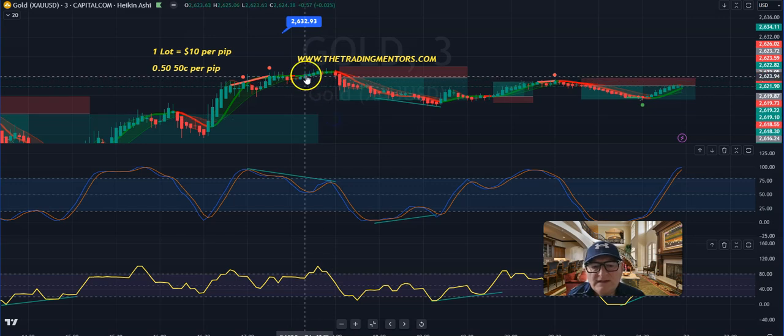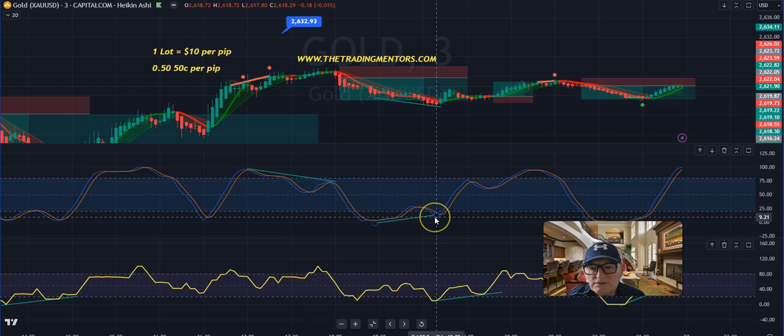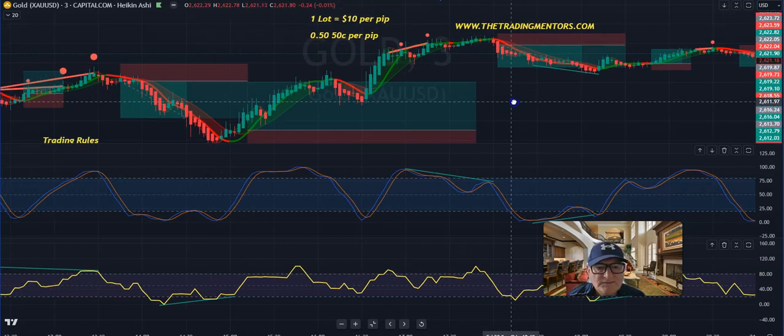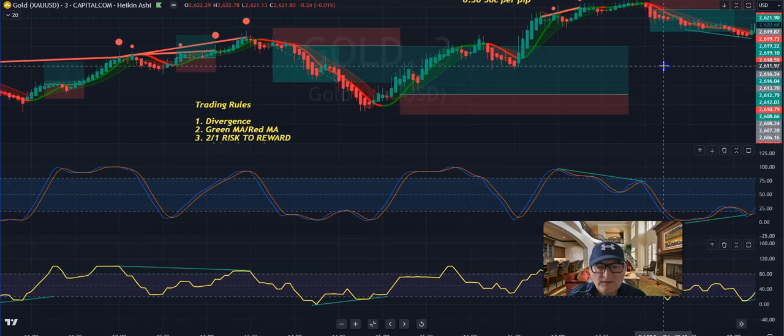One or two indicators telling us there's divergence is enough. Positive divergence is a buy. Negative divergence is a sell. So here's another one here.